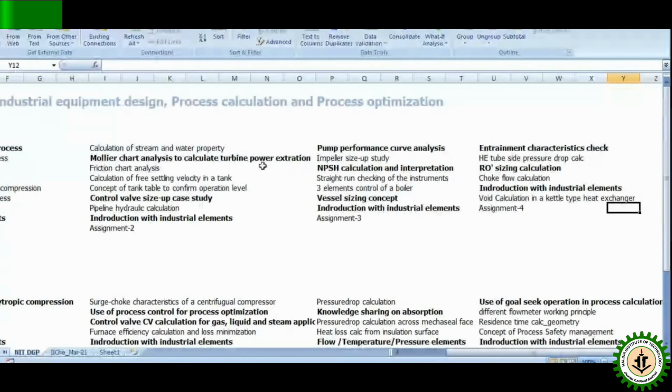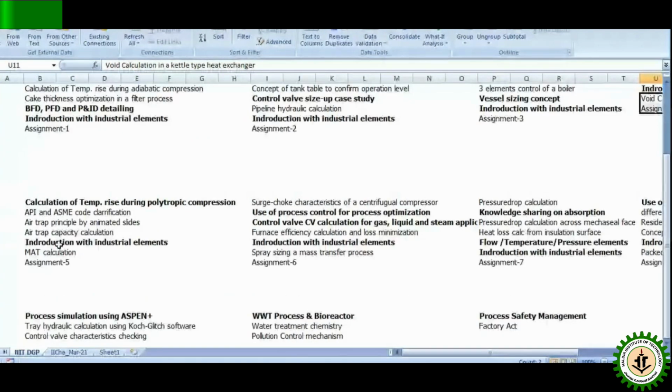So pump performance, impeller, NPSH, and vessel sizing are static design concepts. Mostly ASME is followed. API is mostly for rotary equipment and ASME is for static design. Then entrainment characteristics, RO sizing, choke flow, void calculation and heat exchangers. These are different calculations. Also ball topping, ASME and API standards.